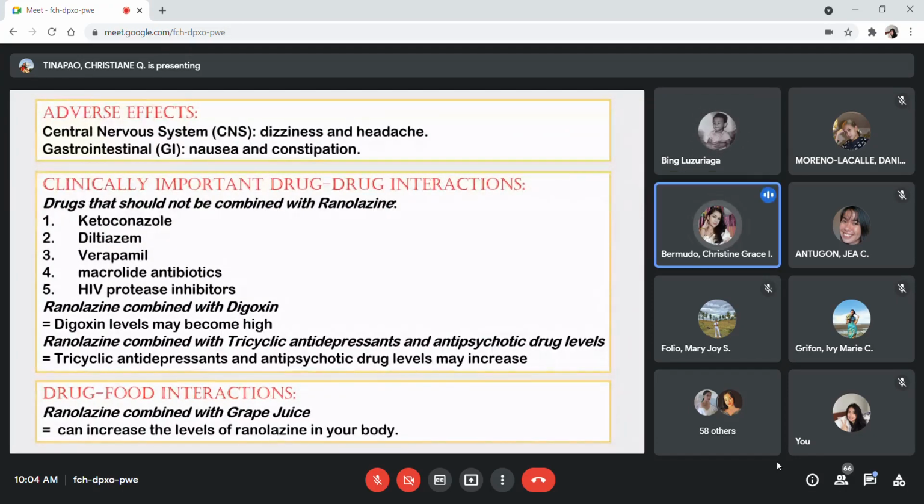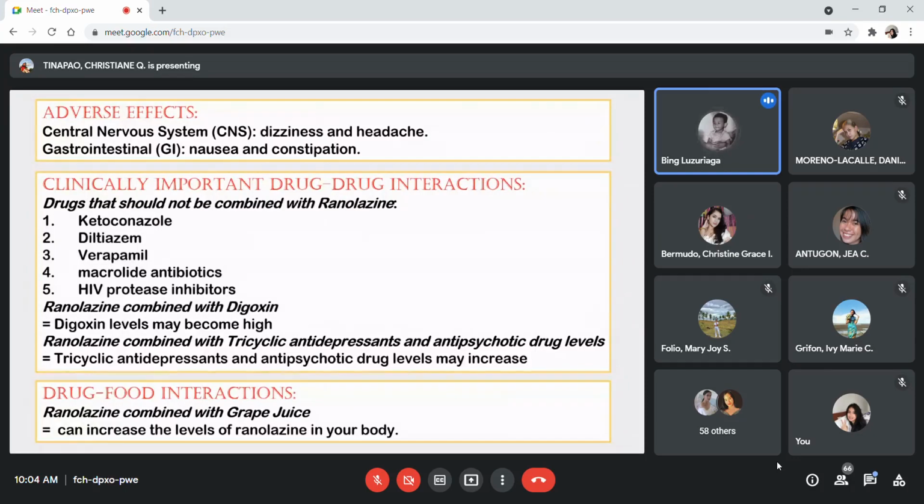Now, for the adverse effects of the drug, dizziness, headache, nausea, and constipation are the most commonly experienced. Then, for drug-to-drug interactions, ketoconazole, diltiazem, verapamil, macrolide antibiotics, and HIV protease inhibitors might produce interactions, and these combinations should be avoided with ranolazine. Take note of that. They should not be used.